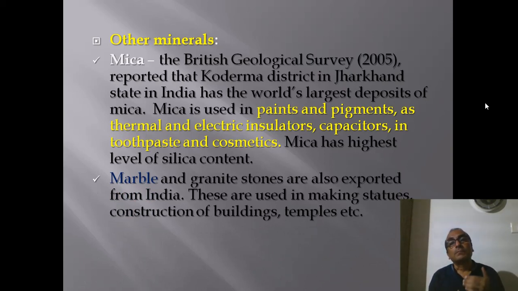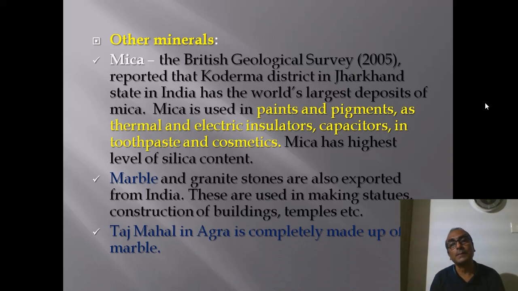Now, marble is another mineral, and granite. As we know, these stones are used in flooring, in decorating the walls, in making statues, and even furniture. In so many ways, marble and granite stones are being used, and these are being exported from India also. And we know that the Taj Mahal is completely made of marble.